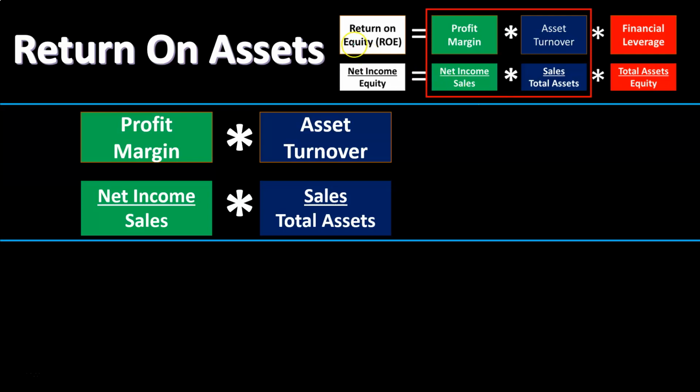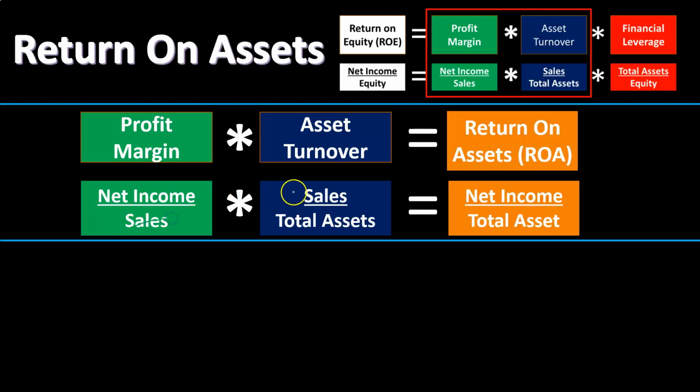So if we take the same calculation we have, return on equity equals profit margin times asset turnover times the financial leverage. It's useful to know that if we multiply together the profit margin and the asset turnover, we're going to get the return on assets. To see that, if we cancel out the sales in each item, we are left with net income over total assets. Net income over total assets is known as return on assets, or ROA.